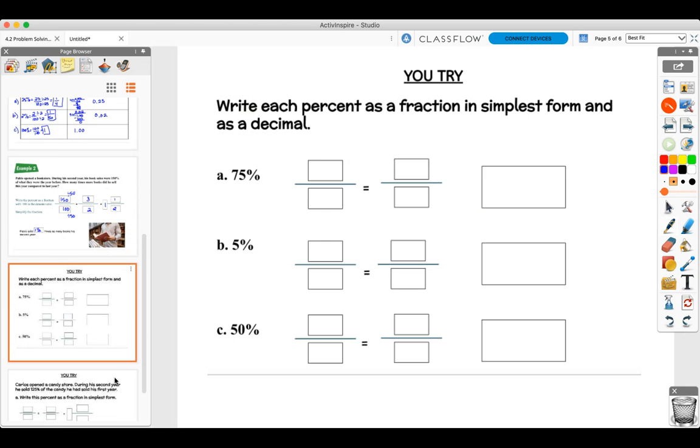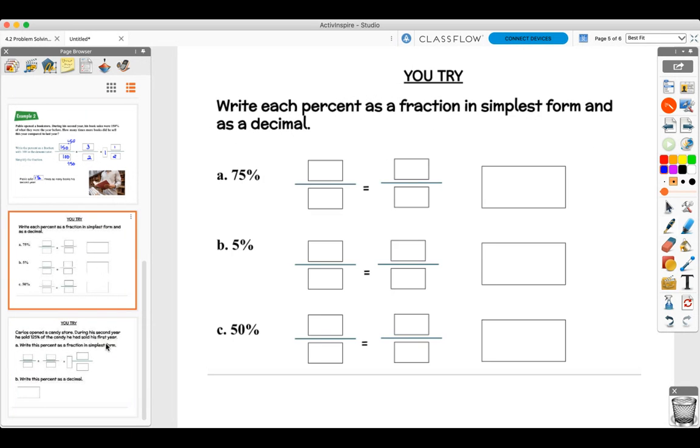So now you have some you-try problems in the next 2 slides. What I want you to do is actually pause the video, do it yourself, and then come back and check your answers. So pause your video right now and do it on your own. And if you're still struggling, maybe you can follow along, but when you do it yourself, then you can check to see what you're struggling with.